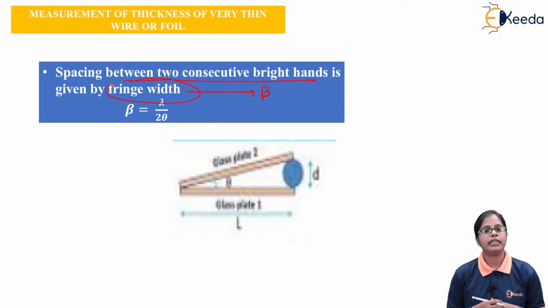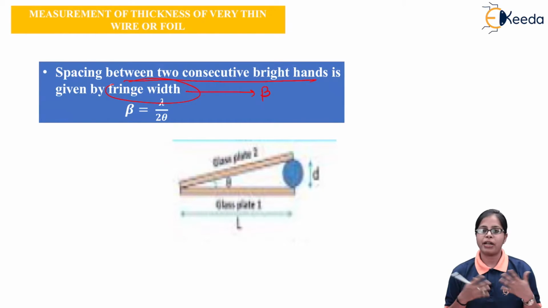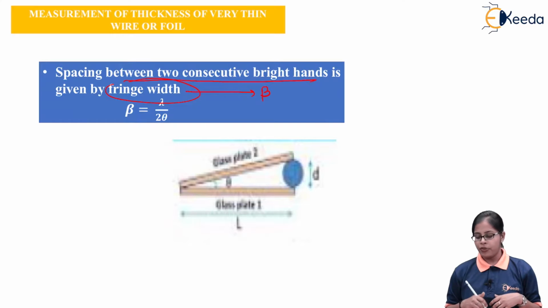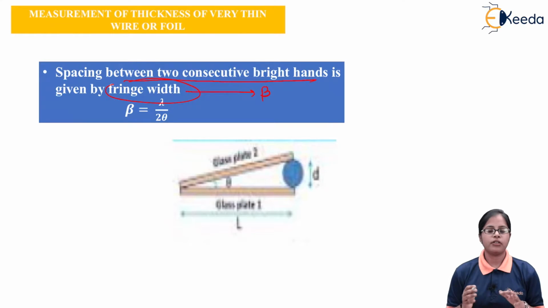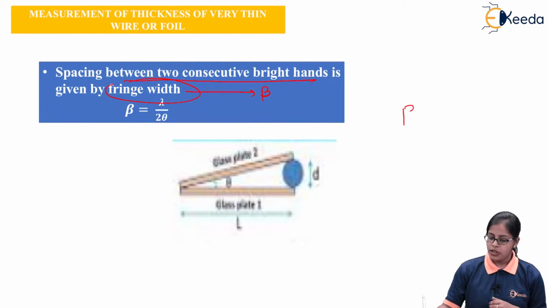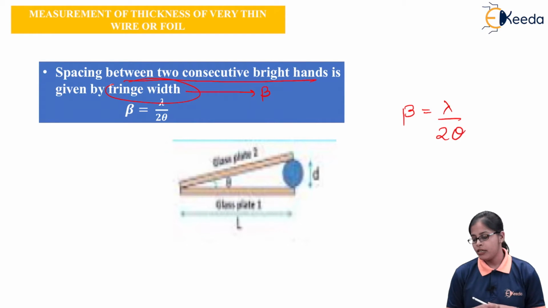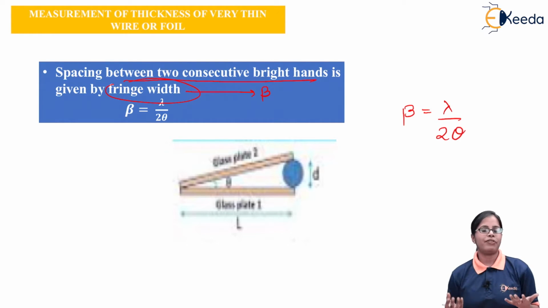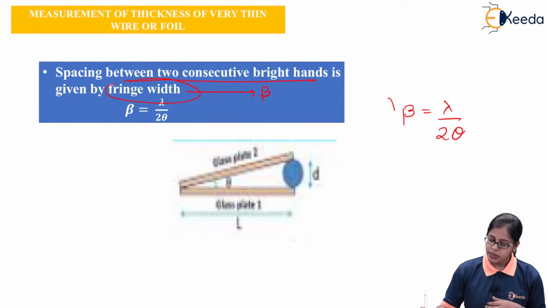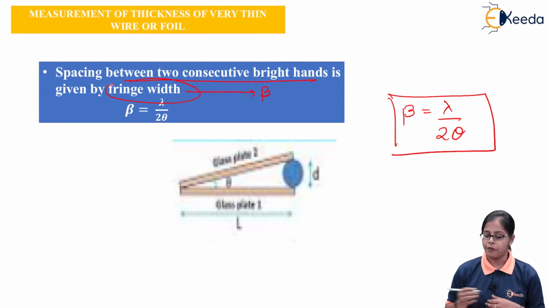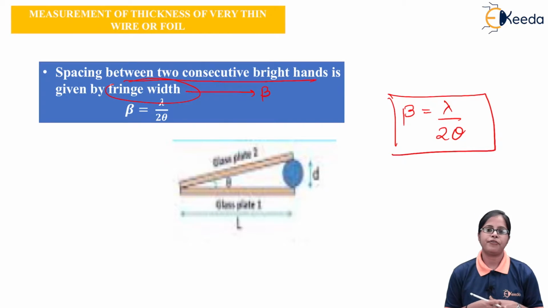We have already done the calculation of the spacing between two consecutive bright or dark bands. From that result we got beta equal to lambda upon 2 theta, if we consider the air film between them. For the air film, the mu value was taken to be 1. Beta represents the fringe width, lambda indicates the wavelength of the monochromatic light, and theta is the angle of the wedge.